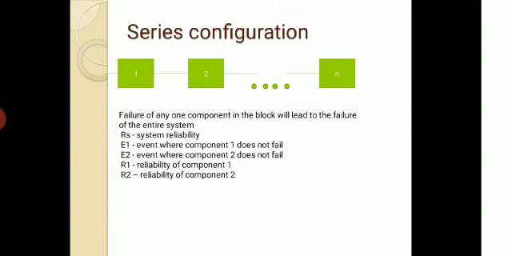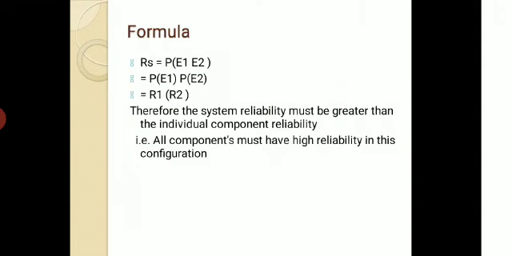And look at R suffix S, RS, system reliability. E1, event where component 1 does not fail. E2, event where component 2 does not fail. R1 is the reliability of component 1, R2 is the reliability of component 2. So we have a formula for the system reliability in series: P of E1 into E2, the probability of the event of component 1 not failing into the event of component 2 not failing. Then it is multiplied: probability of component not failing, P of E1, P of E2. So then it is written as R1 and R2, P(E1), P(E2).